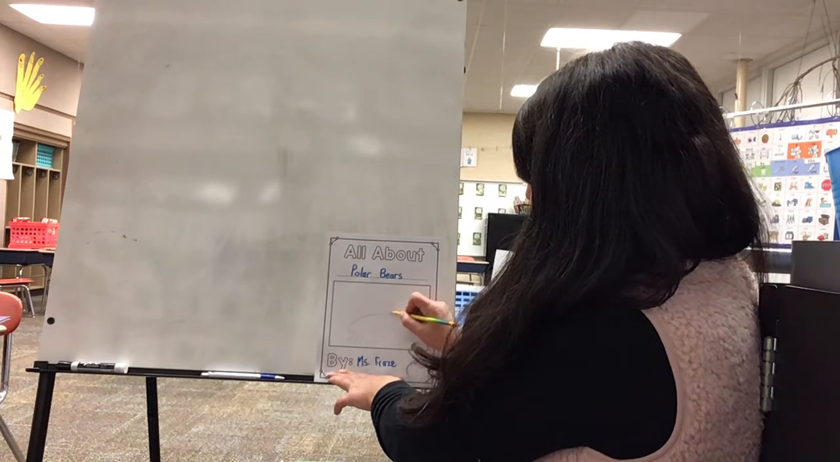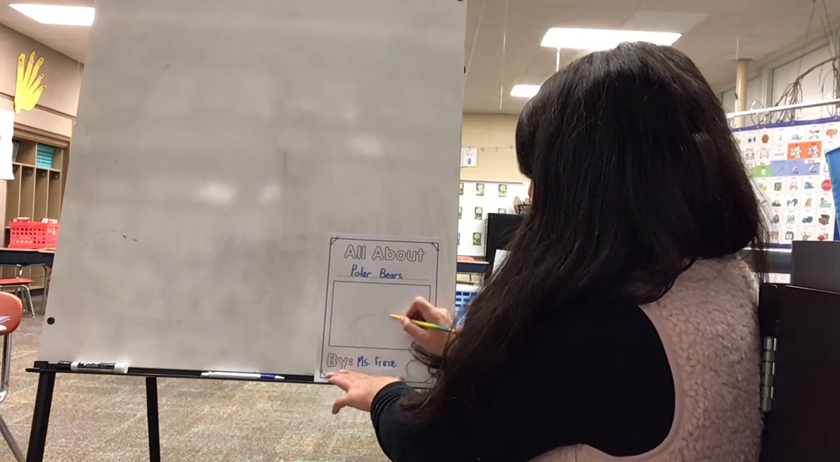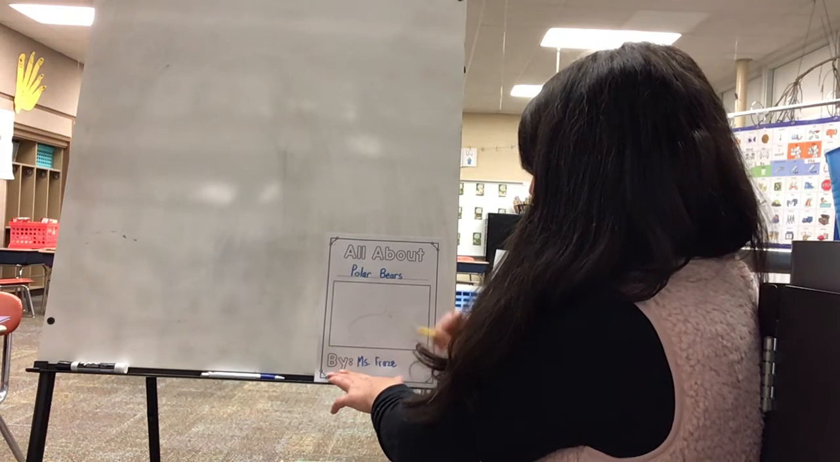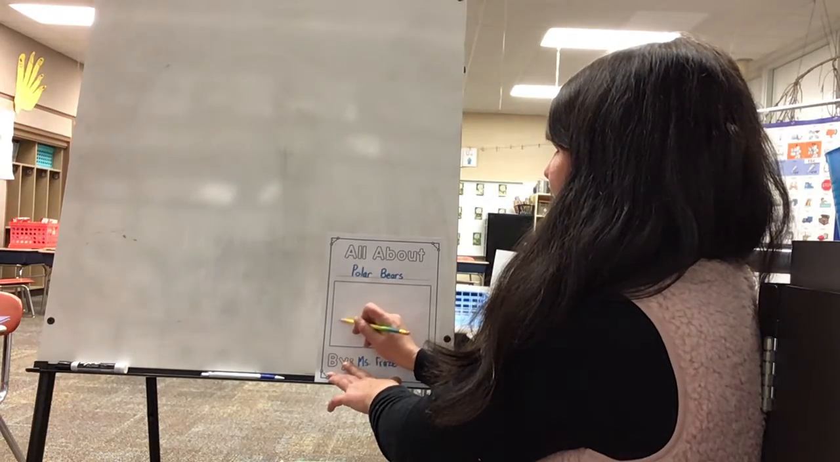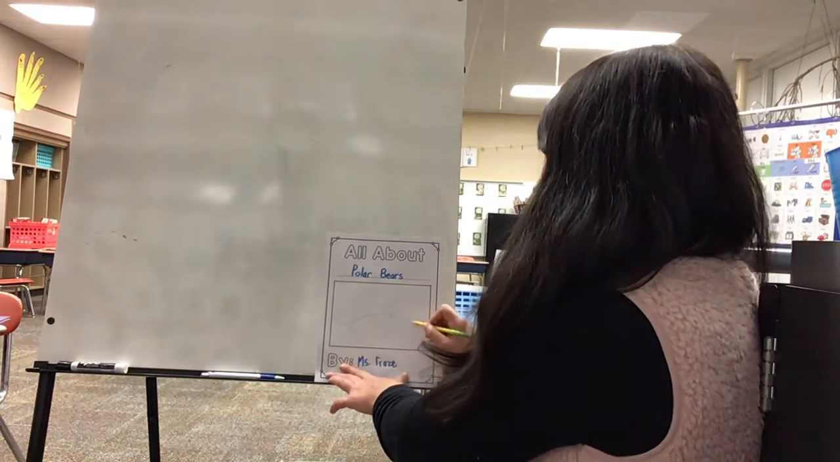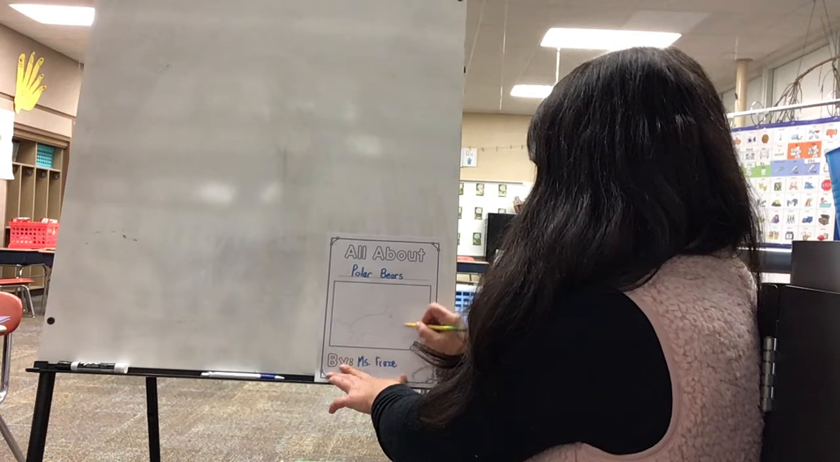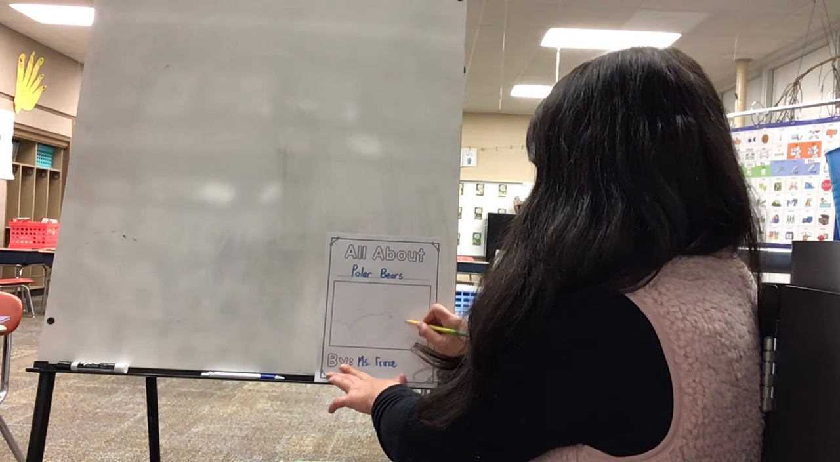I'm gonna give him some eyes. And I'm going to go ahead and make a snout. Nose. Like I said, not a great polar bear drawer or artist. I'm going to go ahead now and make the water and some more water. And then I'm going to make a big ice floe here.